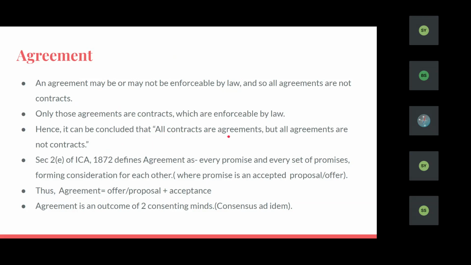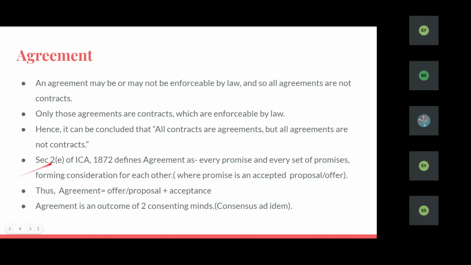All contracts are agreements. Contracts are made only when agreements are made, but all agreements are not contracts. I understand that at this particular moment you'll be a little confused. You'll arrive at clarity only when you go through three, four case laws supporting this statement. Then the picture gets crystal clear. We'll go through them in our PPTs in the subsequent classes.